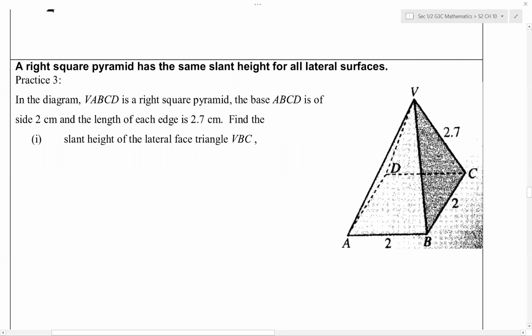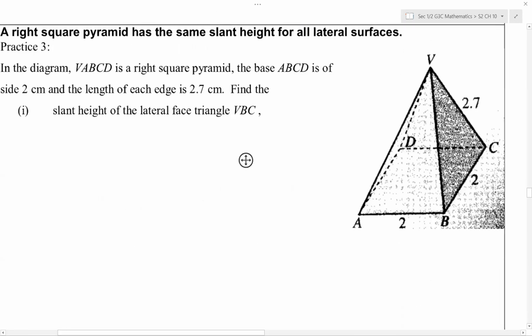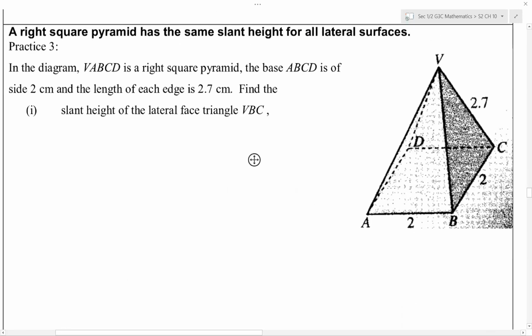Right square pyramid, is this the one that you have? Okay, sorry, my fault. Right square pyramid, same slant height, referring to this distance. Each of the triangle will have the same slant height as shown. Base 2 cm, the length of each edge 2.7 cm. So edge refers to this portion. So over here, this will also be 2.7 cm.